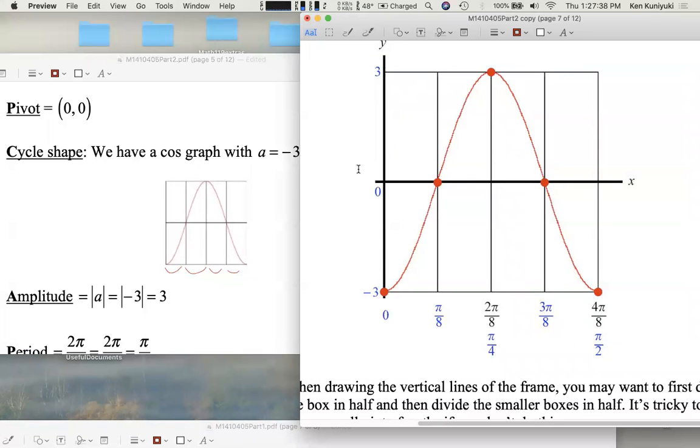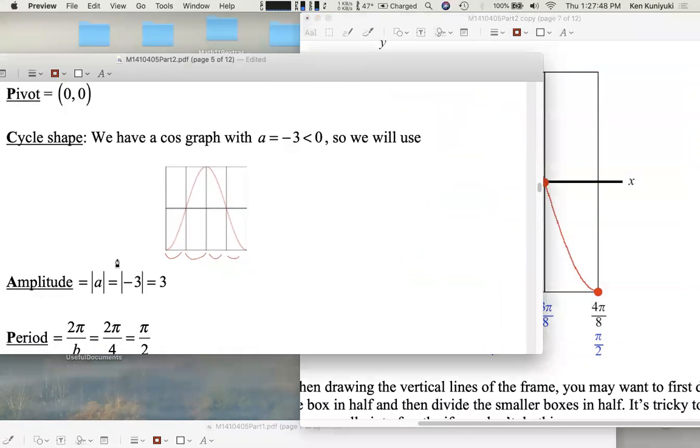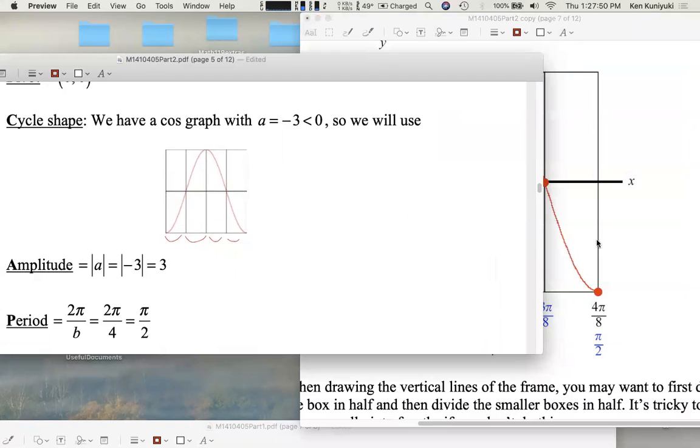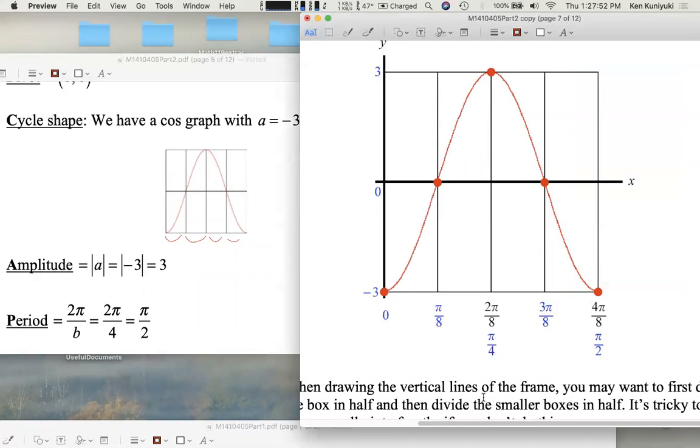Amplitude is 3. 0 plus 3 is 3. 0 minus 3 is negative 3. By the way, the range will be from negative 3 to 3. Period? Pi over 2? Well, if this is 0, the period is over here, pi over 2. It's the width of the frame.